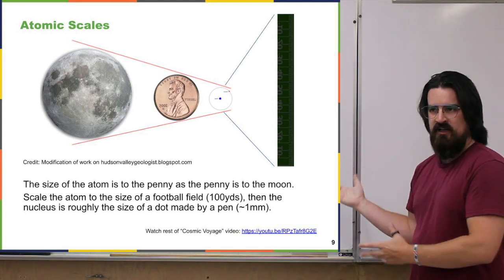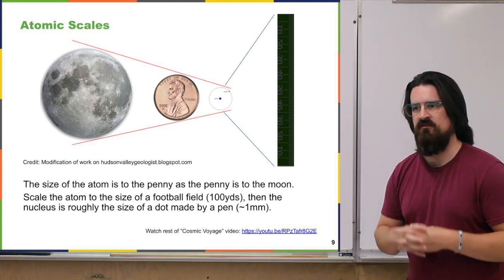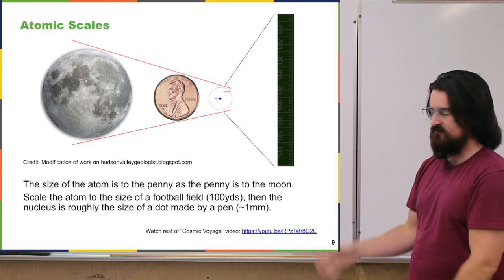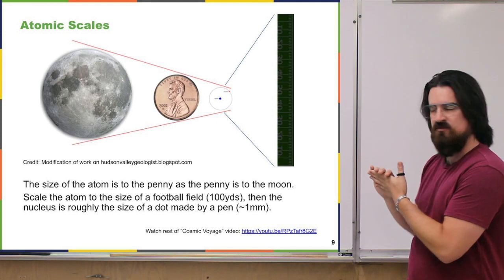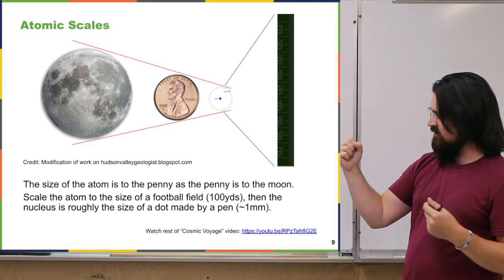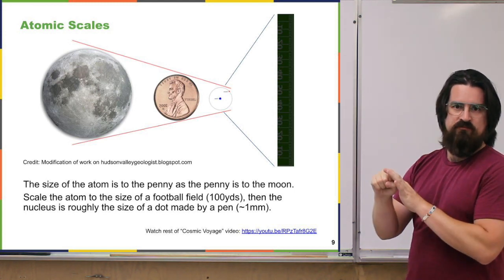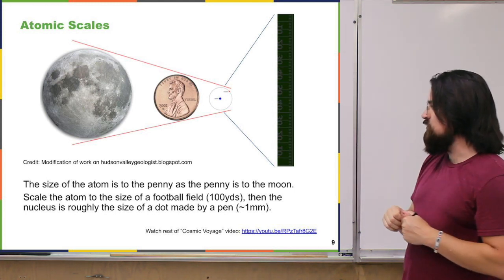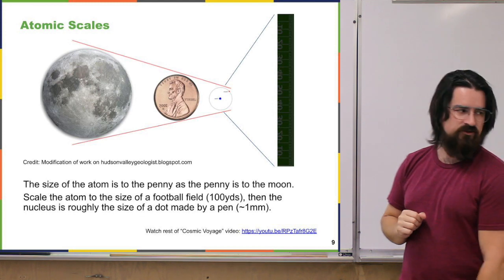It's similar in a way to thinking about the scale of the solar system to the size of the sun, right? But it's actually even more extreme than that. So remember, when we shrunk down the solar system to this football field size, the sun was still about the size of a golf ball. However, when we scale the same thing for the atom, the nucleus is a pretty tiny little thing.